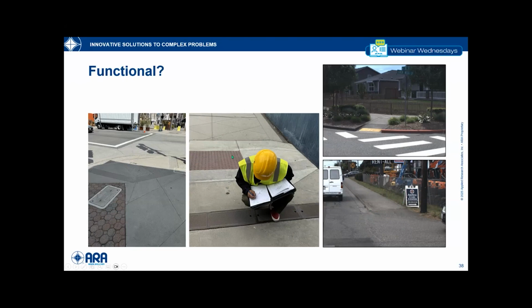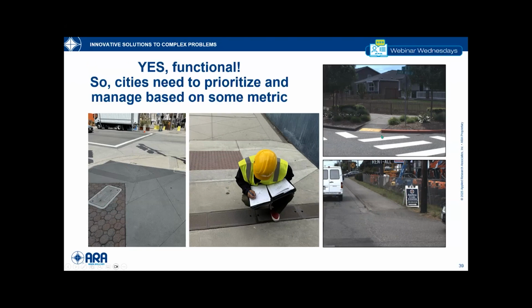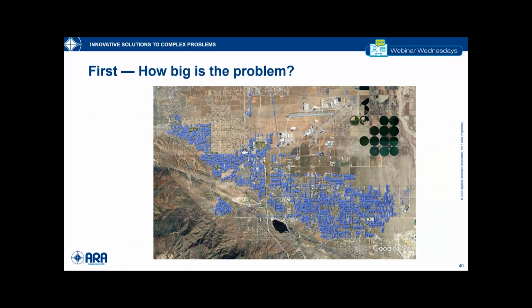But how do you tell someone that's doing management or asset management that this is the one they should fix and not these others? Well, you need to prioritize based on metrics and manage based on logical use of funds. And so that's where we have to decide how big the problem is. This is what we need to look at to manage our asset. How big is that problem to begin with? And we know it's huge.